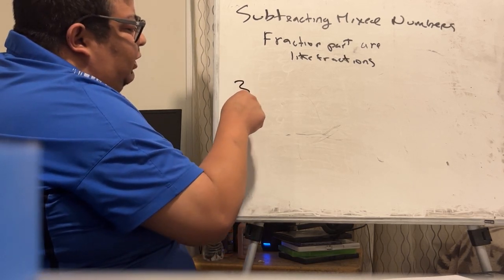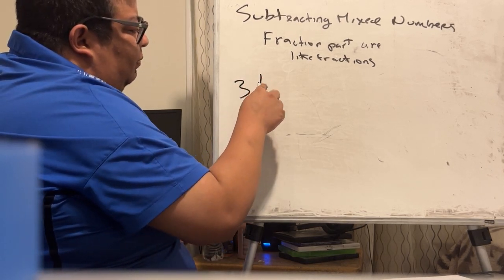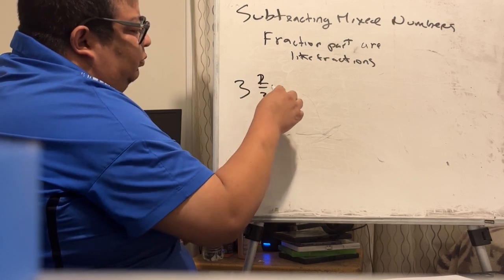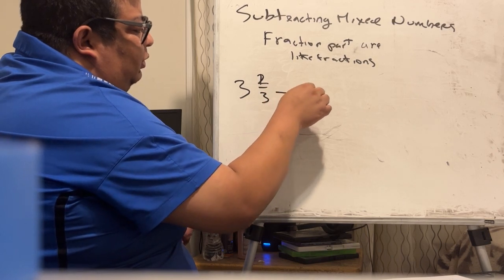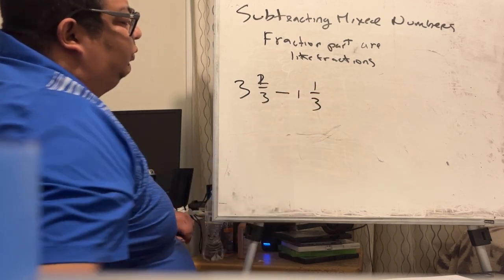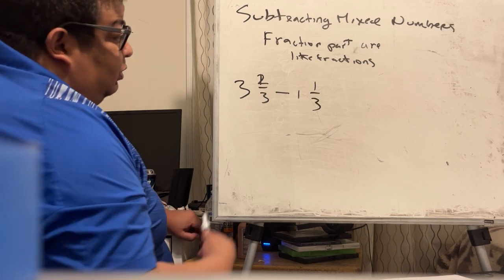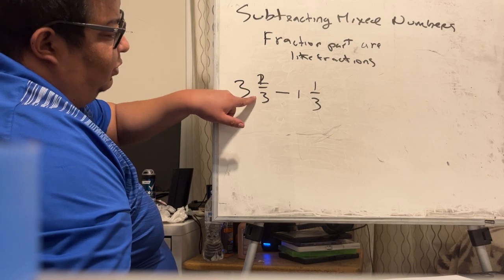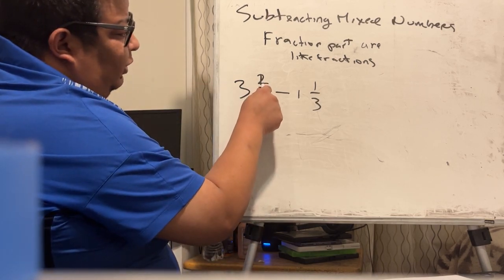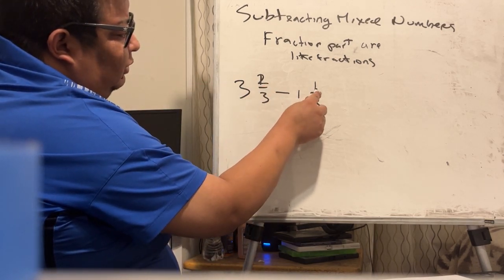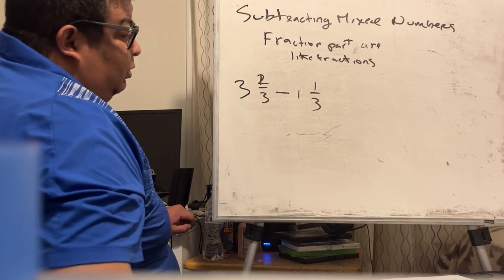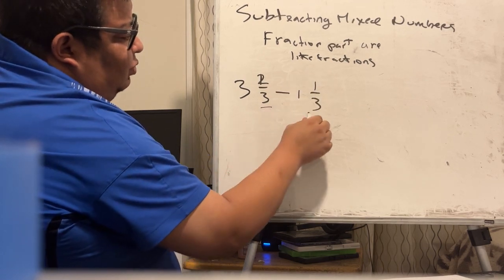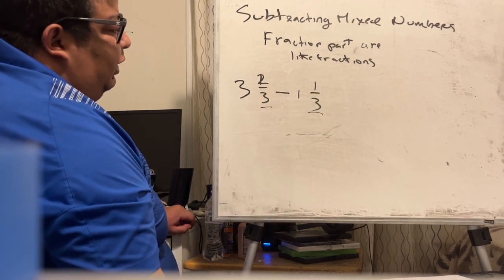So we're going to have 3 and 2 over 3 minus 1 and 1/3. The way you do this is as follows. The numerator of the first fraction has to be larger than the numerator of the second fraction. That's a requirement. And because we're looking at like fractions, the denominators have to match.